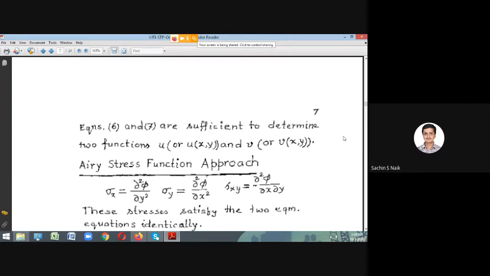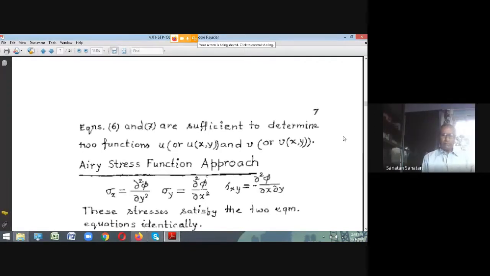Perfect. So what I was saying is that we had the two equilibrium equations that I showed you earlier: ∂σx/∂x + ∂τyx/∂y + X = 0. If capital X is 0, let's think of that situation. Similarly, the second equation is ∂τxy/∂x + ∂σy/∂y + Y = 0, and if Y equals 0, we have these two equations involving two terms in each of the equations.